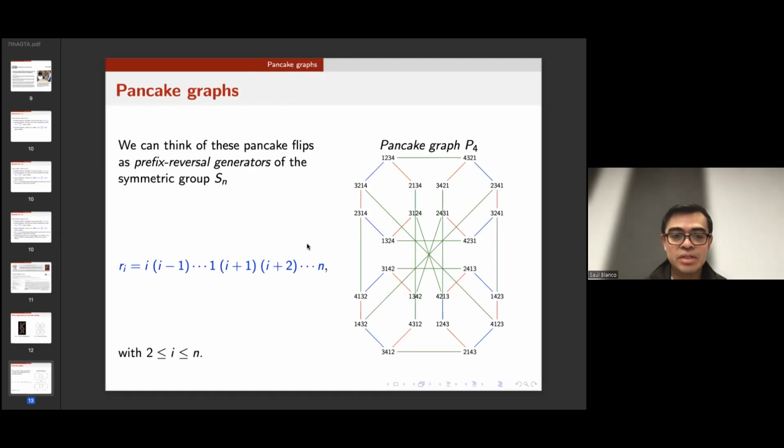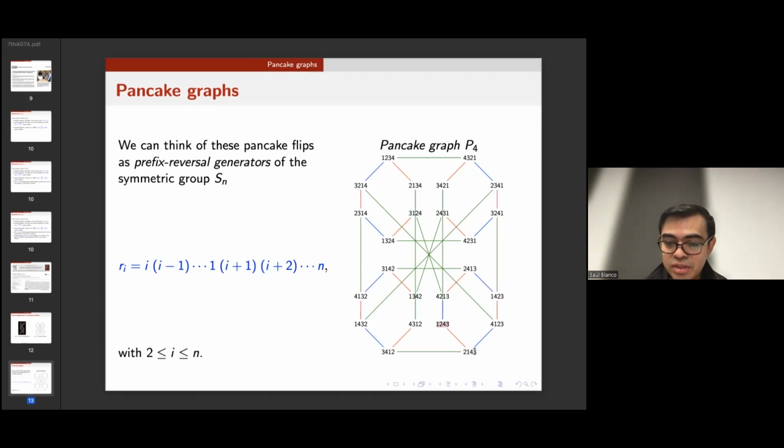Essentially, you have the permutations as the set of vertices, and you connect two permutations with each other if there's a prefix reversal that will transform one permutation into the other. A prefix reversal is where you take a prefix of the permutation, a substring that goes from the beginning to some position i, and then you reverse it. For example, if we look at this 2143 here, we can reverse the first two characters, and that will give us 1243, which is here.